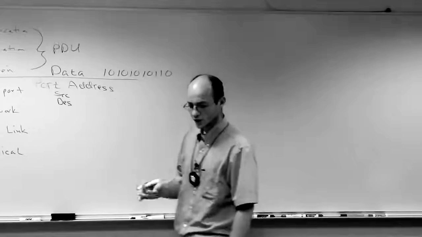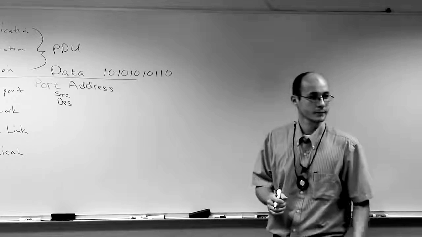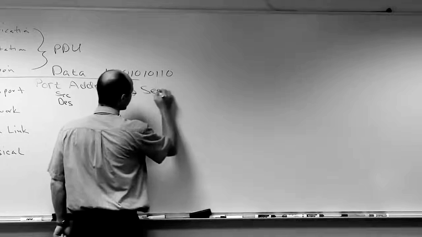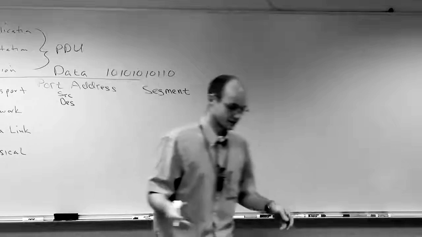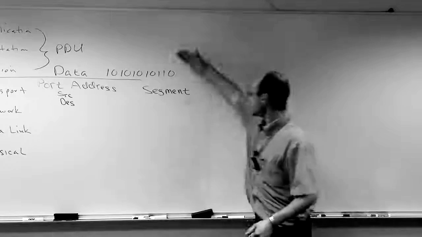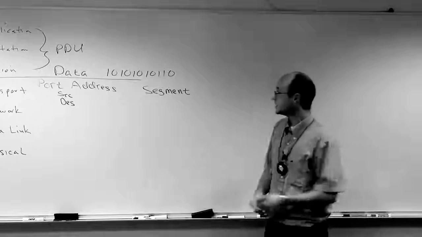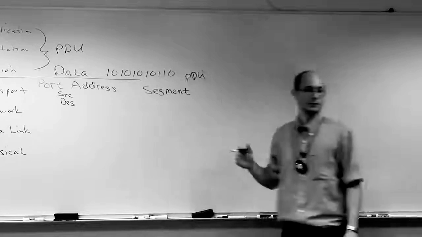What is the PDU called for the transport layer? Segment. And why is it called a segment? Because what is the second thing, or I should say, technically this would be the first thing. Yeah, it takes the data and it breaks it up into pieces, hence we call those pieces segments, right? So the PDU for the transport layer is called a segment.